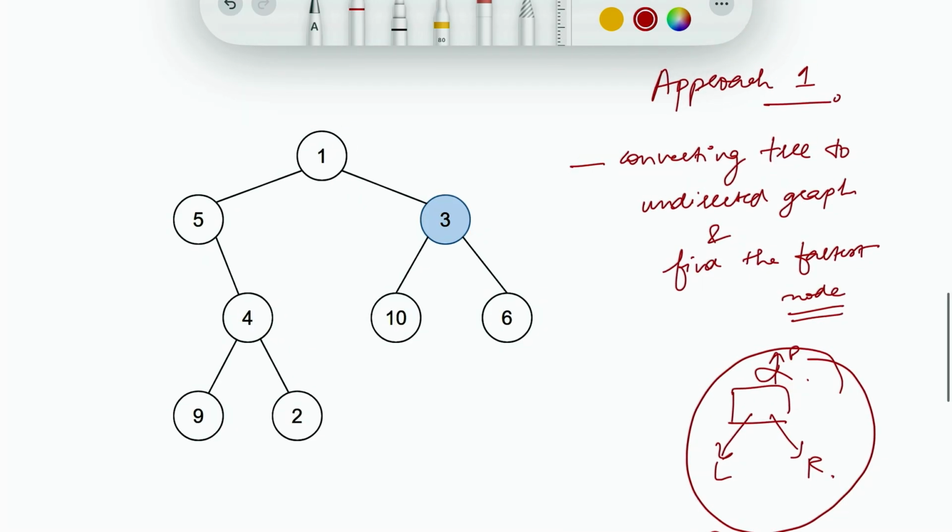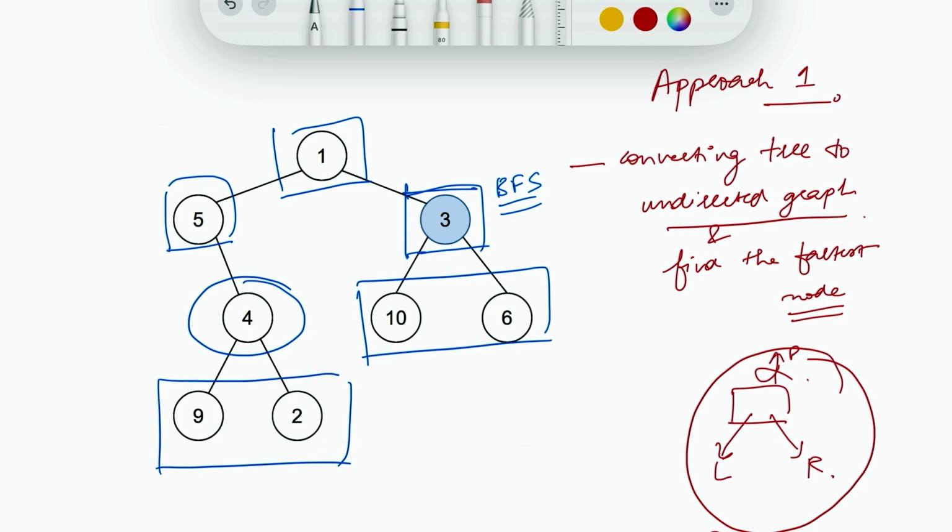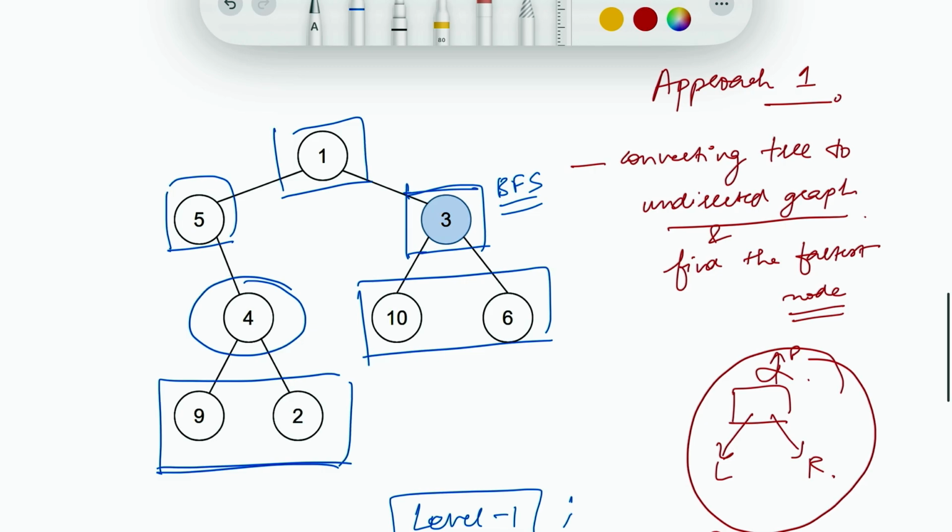So if this tree gets converted to an undirected graph, in that case what we can do is start our BFS from this node. On the first level we have this node. On the second level we will have these three nodes. On the third level we have this node. This is on the fourth level. This is on the fifth level. Then ultimately what we can do is return level - 1, which is going to be the minimum number of minutes needed to make this tree infected.